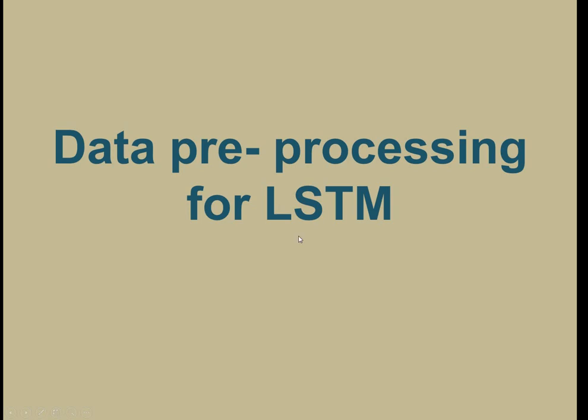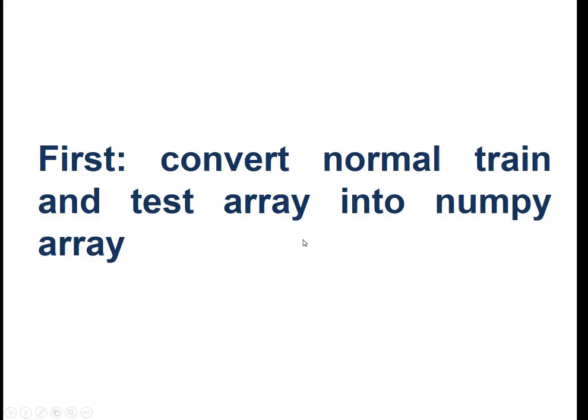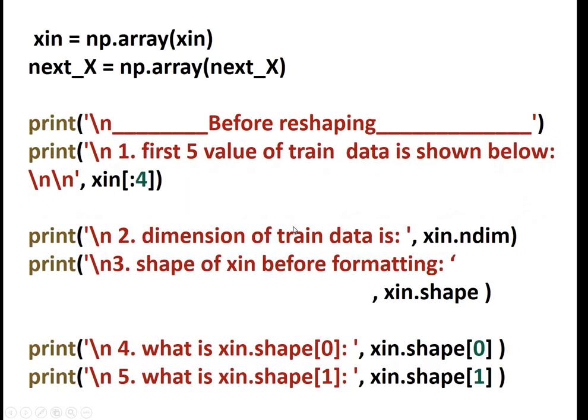Then data pre-processing for LSTM looks like that. First convert the normal train and test arrays into NumPy arrays. This was looking like 390 rows; now you have to convert into 10 columns. This is how you do that, rows into columns: np.array(x_in), and next_x also you convert the same way.